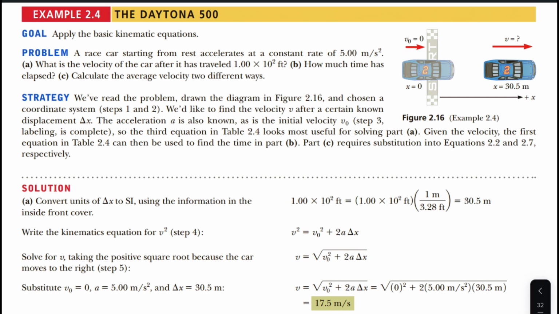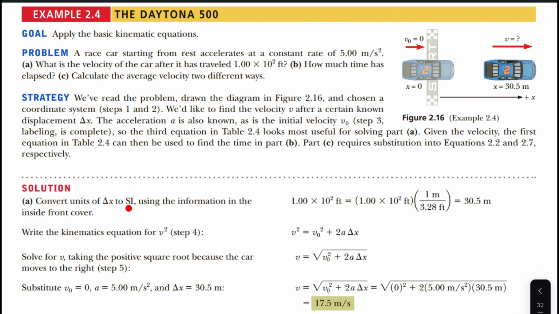So we know that the V initial of the car is 0 at x equivalent to 0. Whenever it reached 30.5 meter, what is the V of the car? That is what the question is asking for, right? And then finally we need to calculate the time taken and average velocity two different ways. So let's answer part A.